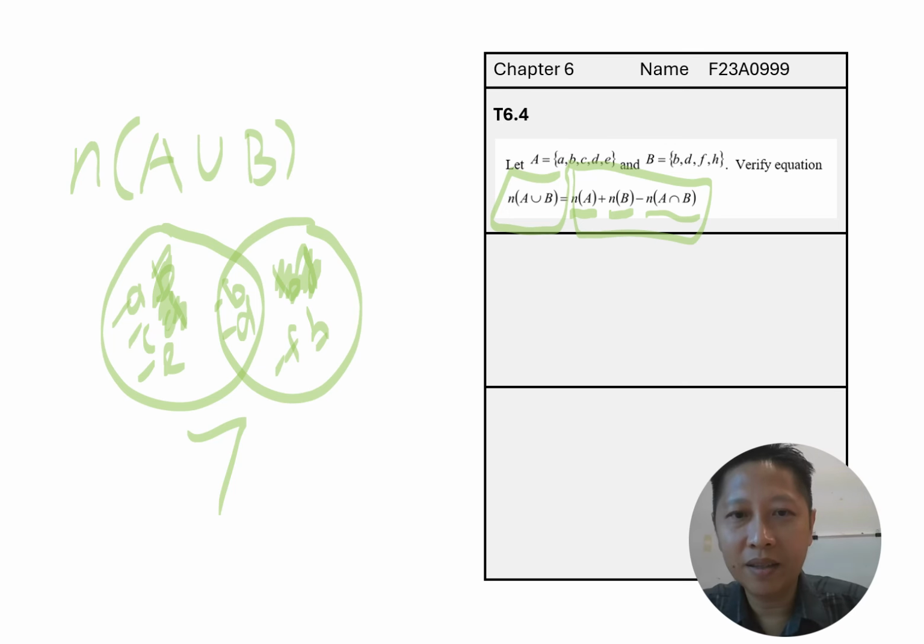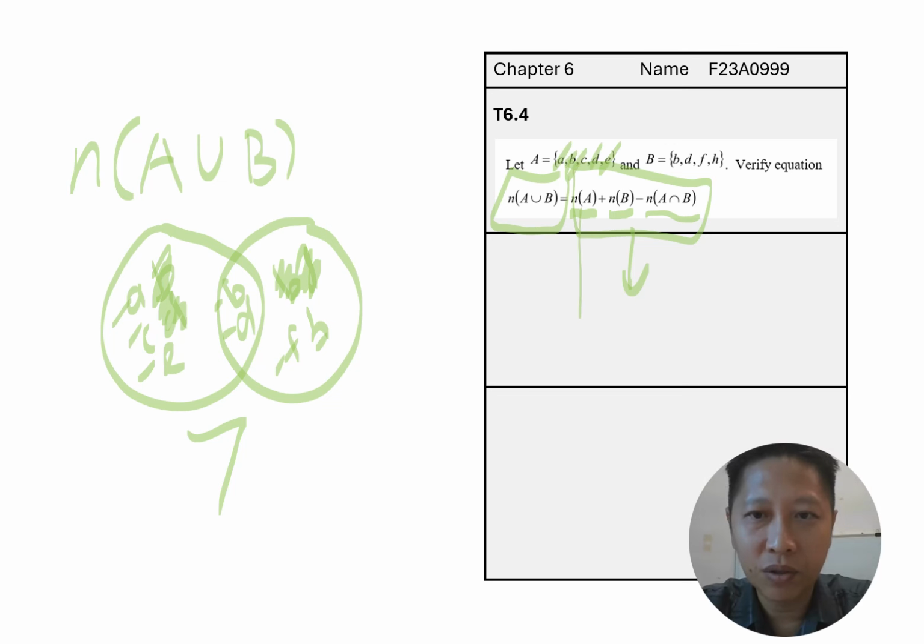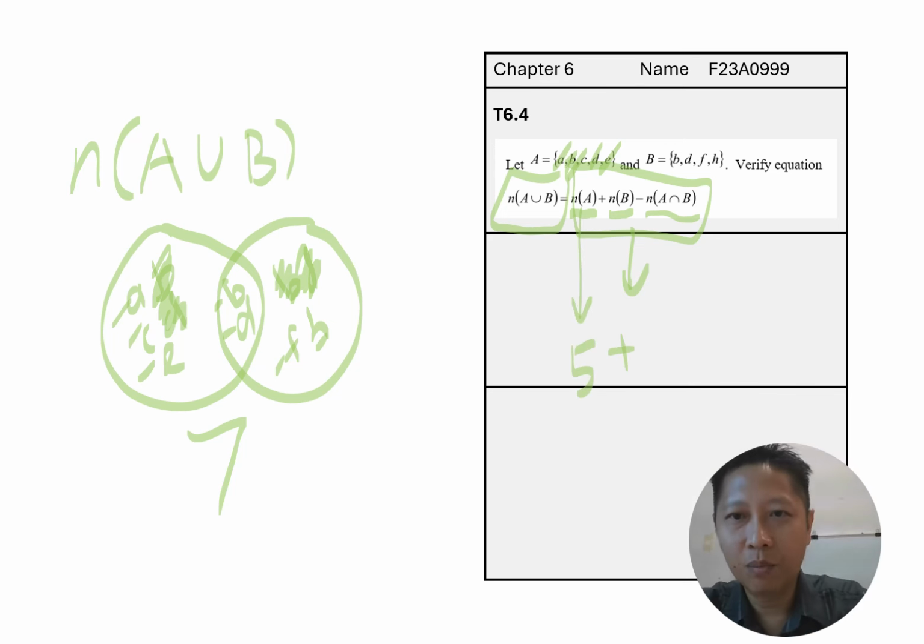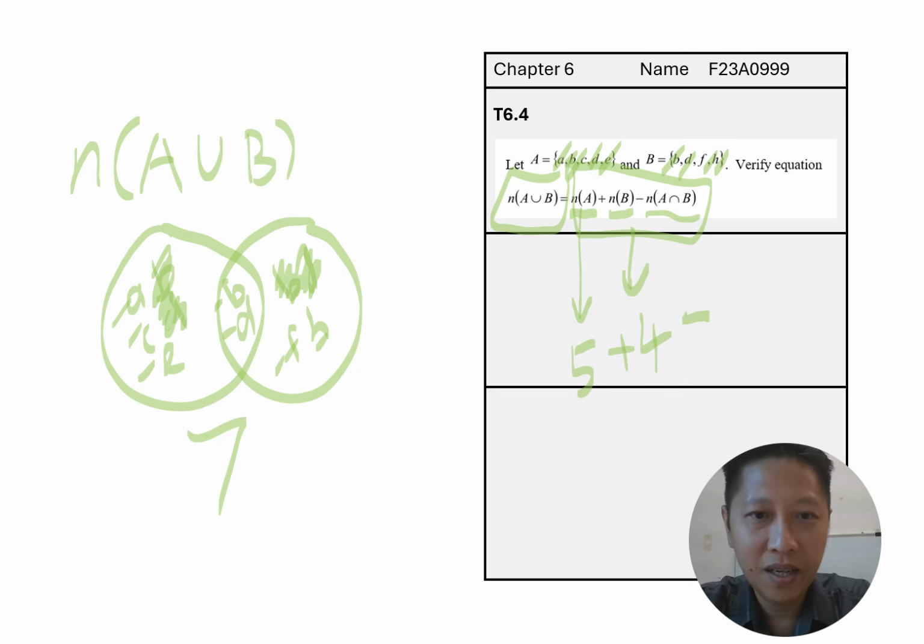Now let us look at the right hand side here. Box A. Let us count. We have 1, 2, 3, 4, 5. So box A we have 5. How about box B? Box B we have 1, 2, 3, 4. There are 4 elements inside there. And we're going to minus the intersection of box A and B. That will be what they share the same, B and D. What will be the number? 2 items.